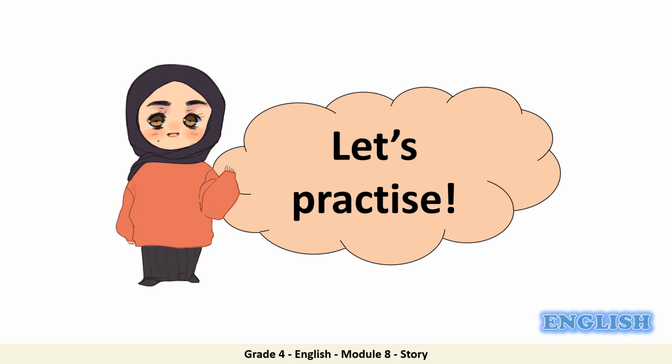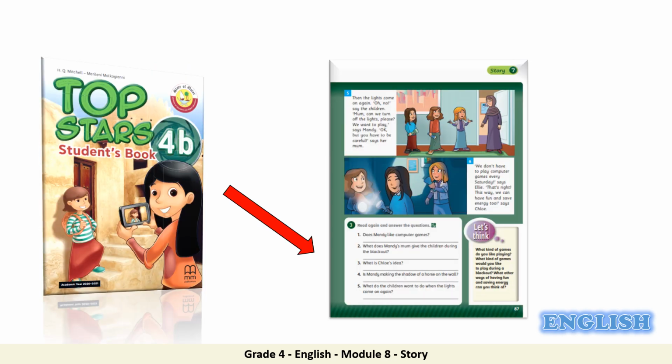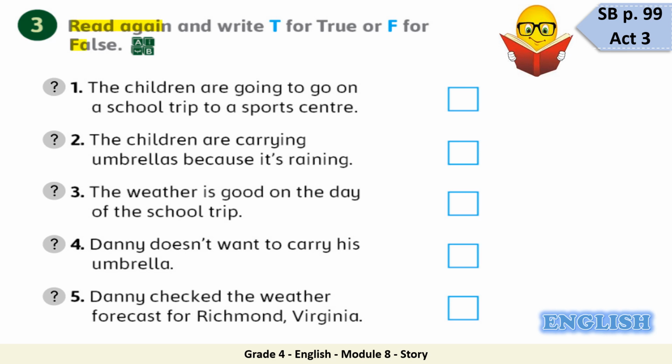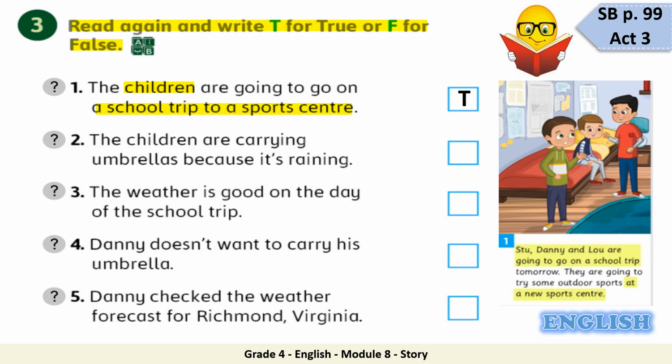And now, are you ready to practice? Let's go! Open your student's book, page 99, activity 3. In this activity, you are going to read again and write T for true or F for false. I'm going to answer the first one as a model for you. Number 1. The children are going to go on a school trip to a sports center. And here are the keywords to help you. What do you think? True or false? Well done! True. And if you go back to the story, you will find the evidence.